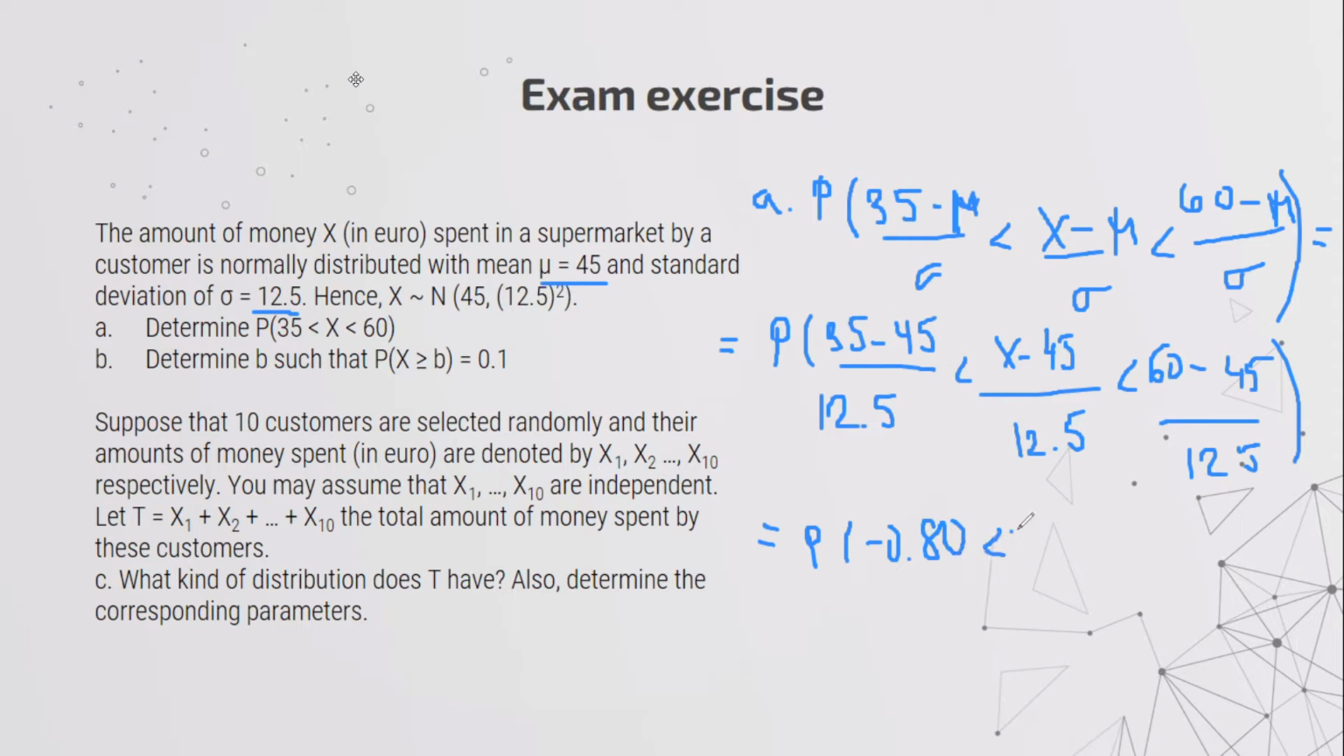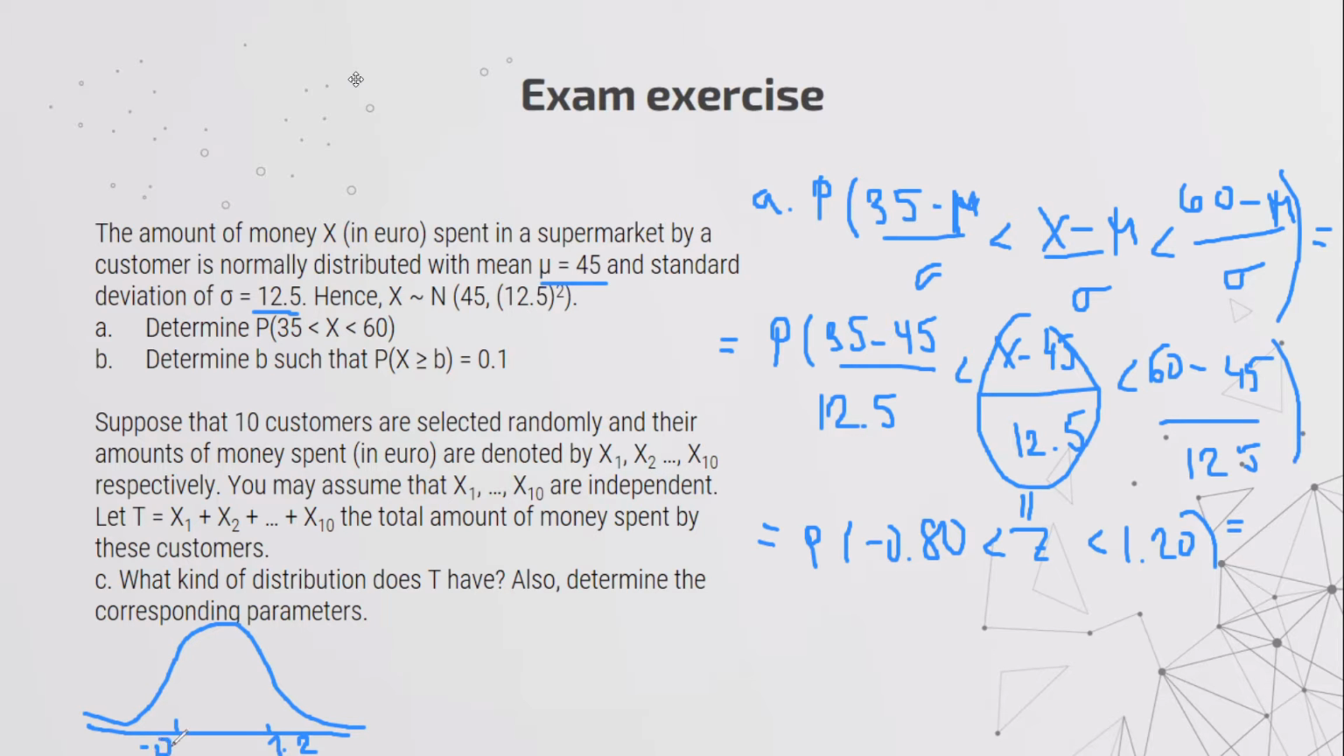In the middle, we have our z, because this thing corresponds to the same as z. And on the right, we have 1.20. And now it becomes easy, because if we have the normal distribution, and I'm going to draw here, if we imagine here is 1.2, and here is minus 0.8. It's not symmetrical, but still we can solve for that. We are searching for that area that is in the middle between those two numbers. That's somewhere here.